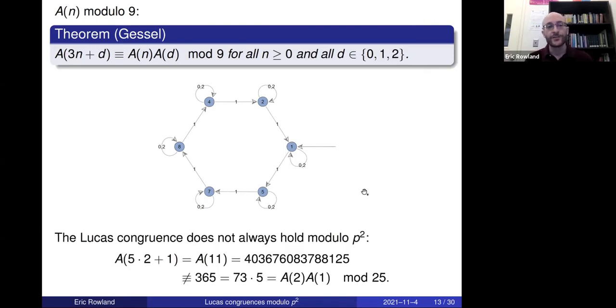However, this is not true for other squares of primes. So modulo 25, for example, here's the first place where it breaks. So here p is 5. If we take A of 5 times 2 plus 1, this is A of 11, which is this big number. Modulo 25, you can see this is 0. But if we wanted to break it up in the Lukács way, we would want to get A of 2 times A of 1. That's 73 times 5, which is 365, which is not 0 mod 25. So this doesn't work in general, modulo p squared.